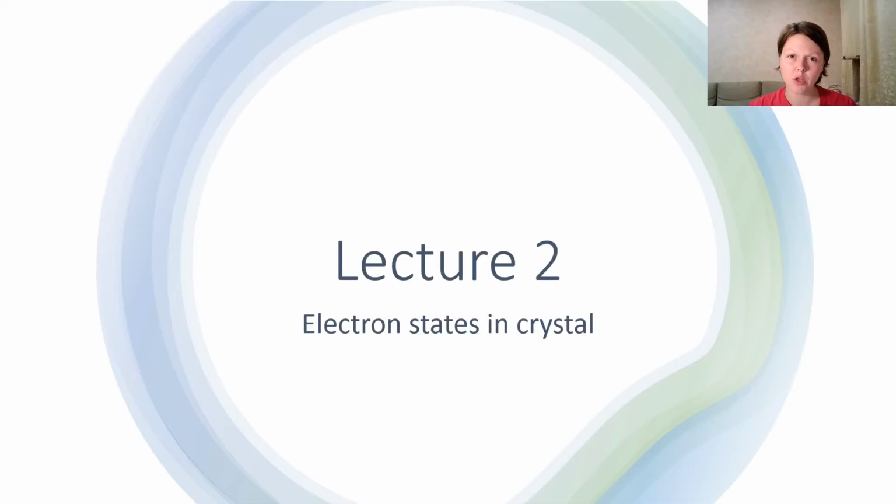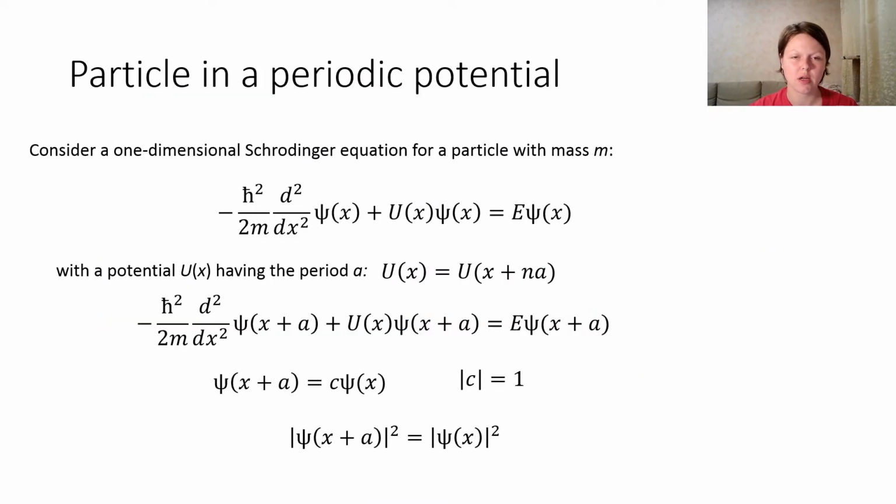So, now you know that electron is not only a particle, but a wave. And let's continue considering particles, and namely electrons, in different potential situations. First, the particle in the periodic potential. In this case, we consider a one-dimensional Schrödinger equation for a particle with a mass m.